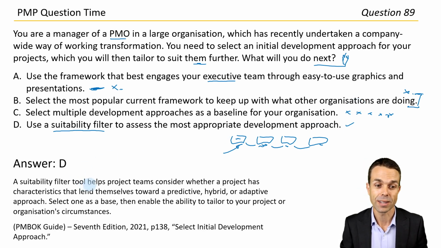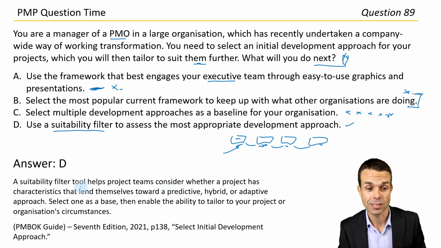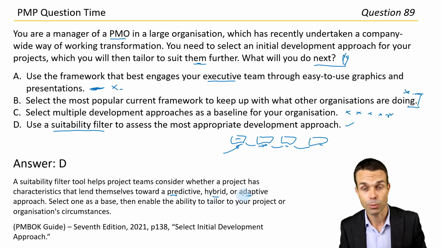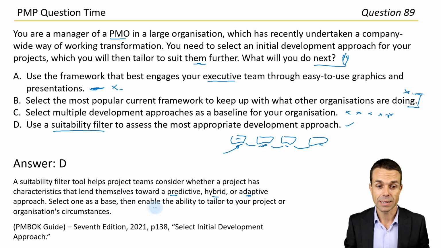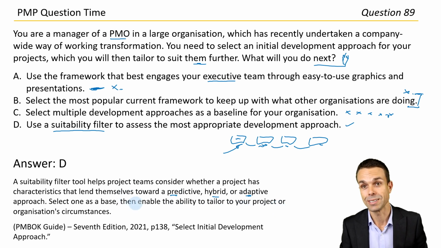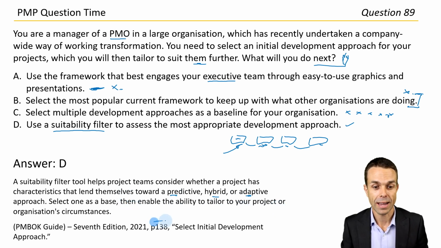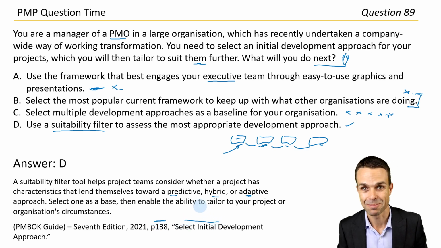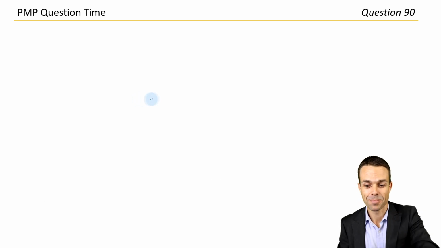A suitability filter helps project teams consider whether a project has characteristics that lend themselves towards a predictive, hybrid, or adaptive approach. Select one of them as a base, then enable the ability to tailor to your project or organization's circumstances. Really good answer. Page 138, select initial development approach in the PMBOK Guide 7th edition. Let's see what we've got next.